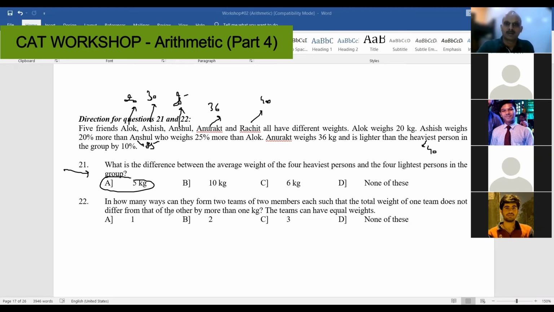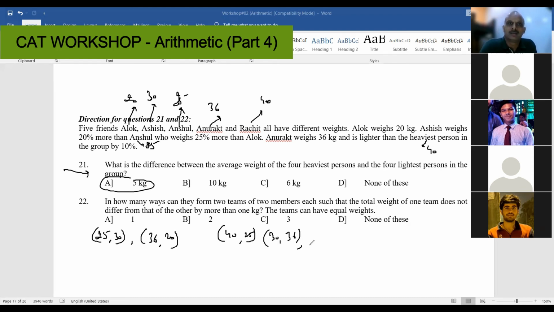Two pairs are possible. Total weight of one team does not differ from that of the other team by more than 1 kg. Okay. So one will be 25 and 30, and the other will be 36, 20. So this is 55 and this is 56. The second one will be 40 and 25, 30 and 36.